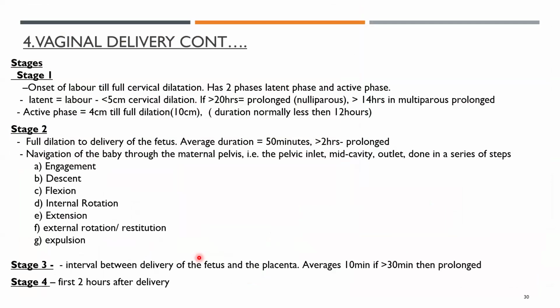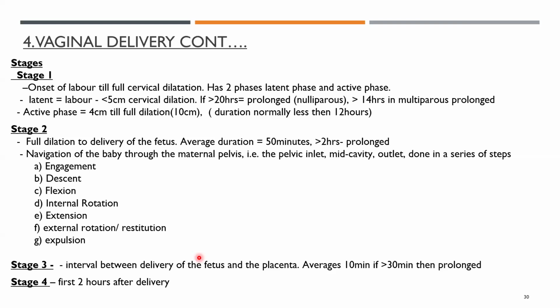Latent phase of labor is the dilatation from 0 to less than 5, which is the 4 centimeter mark. That is known as the latent stage. It is normally the longest and the hardest. If it is greater than 20 hours in a nulliparous woman, it is referred to as prolonged. And if it is greater than 14 hours in a multiparous woman, it is also referred to as prolonged.